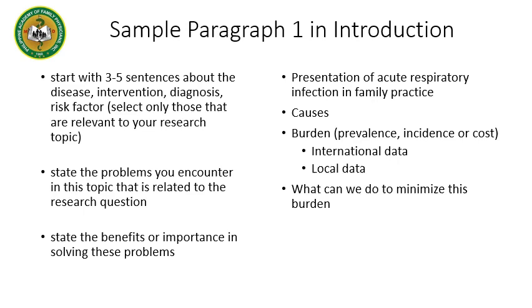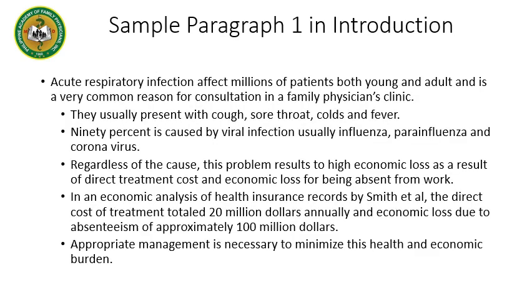Okay, so how do I start with paragraph 1? Again, start with 3 to 5 sentences. Here is an example: acute respiratory infection in family practice, the causes, the burden. So again, this is the outline of my first paragraph. I convert this initial outline into detailed sentences. Acute respiratory infection affects millions, and is a common reason for consultation in family practice clinics. Patients usually present with cough, sore throat, colds, and fever. 90% are caused by viral infection.